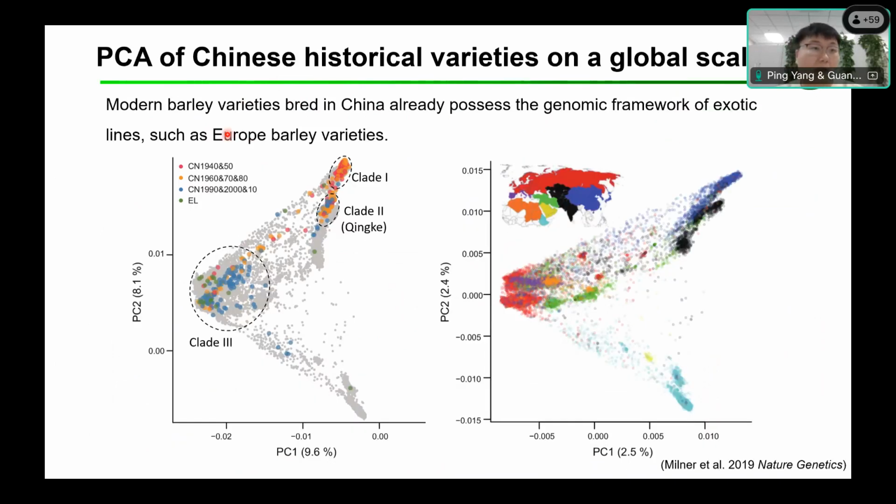Then we conducted the PCA analysis of Chinese historical varieties on a global scale. The Chinese early varieties are primarily concentrated in East Asia, the Qingke varieties are primarily concentrated in Central Asia, and the modern barley varieties are primarily concentrated here. This result indicates that the modern barley varieties bred in China already possess the genomic framework of exotic lines, such as the European barley varieties.